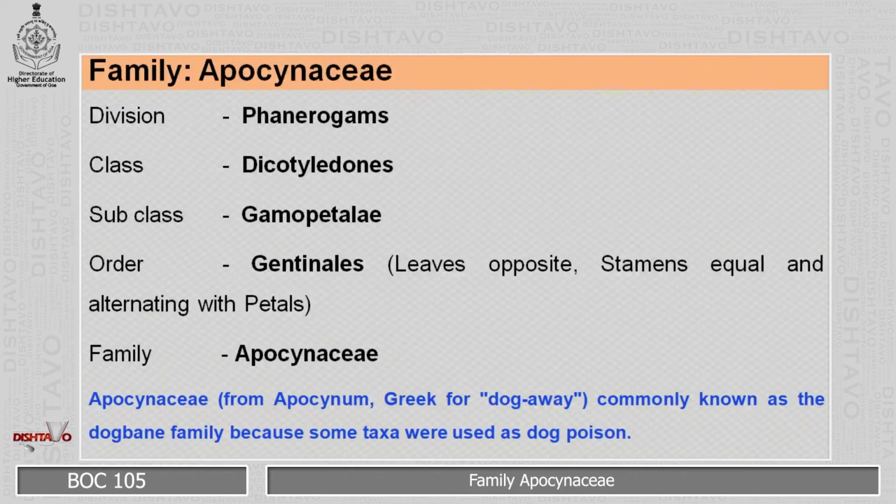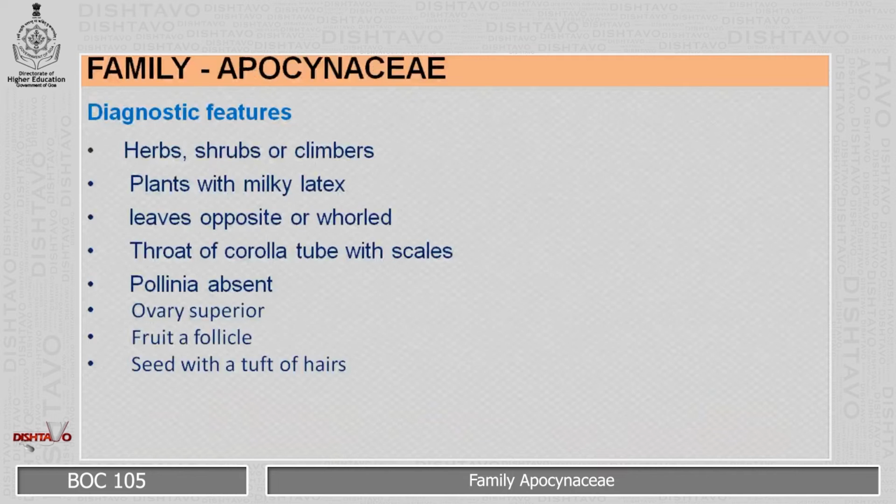Now, dogbane family because the taxa were used as dog poison. Now, what are the diagnostic features? How this family differs from the other families that you're going to study. So, we call them the diagnostic features. Normally, you'll find the plants which come under this family are herbs, shrubs or climbers, and plants with milky latex. That's a very important character.